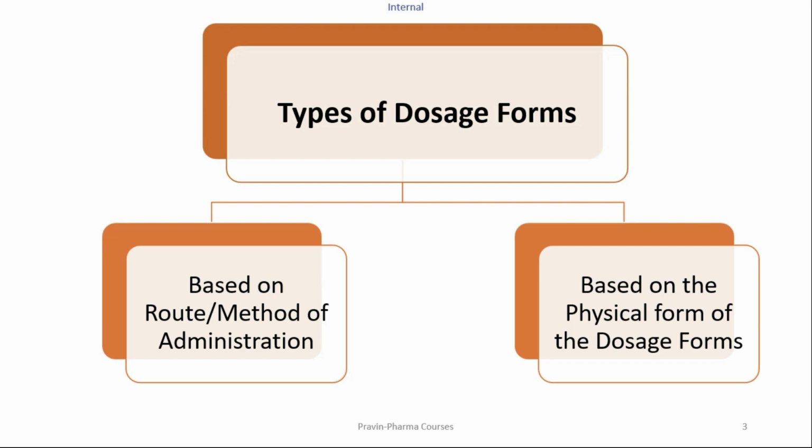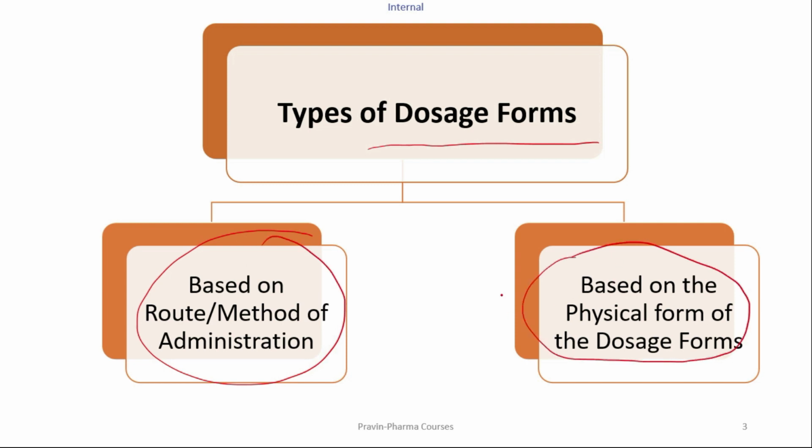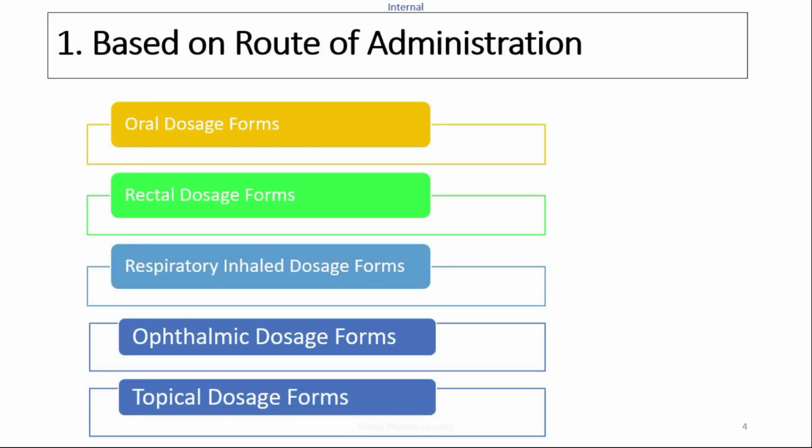So basically there are two types of pharmaceutical dosage forms. One is based on route of administration, and one is based on physical form of the dosage forms, right? We will see in very detail in the coming slides, right?